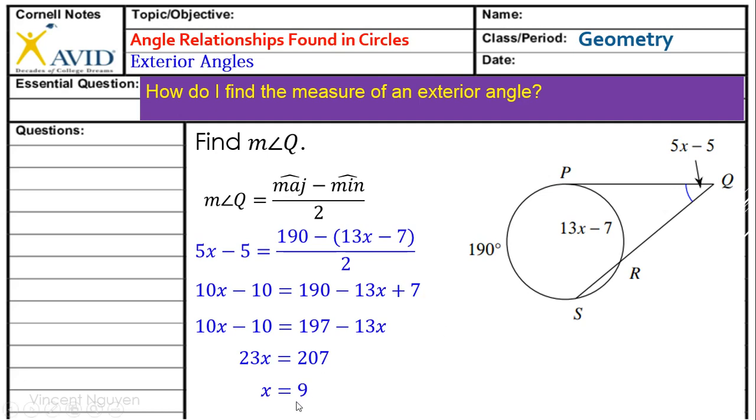Now, after you get the value for x, don't stop there because the question asks you to find the measure of angle Q. So what you do is you go back to angle Q and you substitute the 9 in for x. So you get 5 times 9, which is 45. Take away 5 will give you 40 degrees.